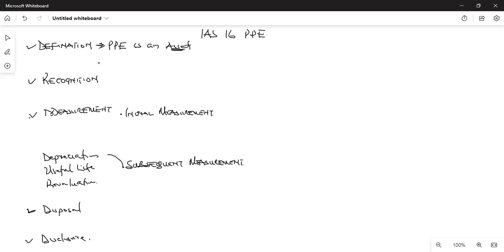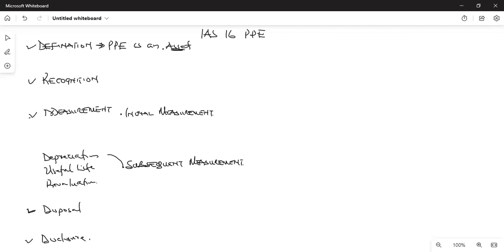And so when we say a PPE is an asset, what do we mean by that? It is an economic resource controlled by an entity because of past events. The past event is always the exchange of cash and cash equivalents for the assets, all right, or a transfer of liability. Okay, so those are the past events.